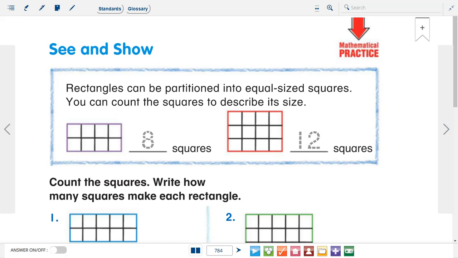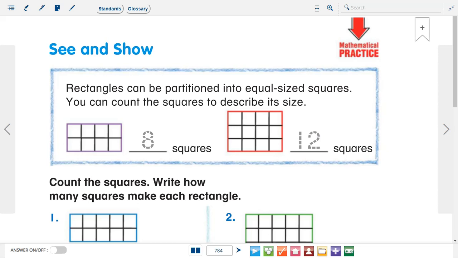Okay, now look at this shape. This shape is made of 8 squares. We call this square unit. Okay, so this rectangle is made of 8 equal sized squares. Can you notice that each one of them equal the other? So how can you count the squares so you can count the squares to describe the size.